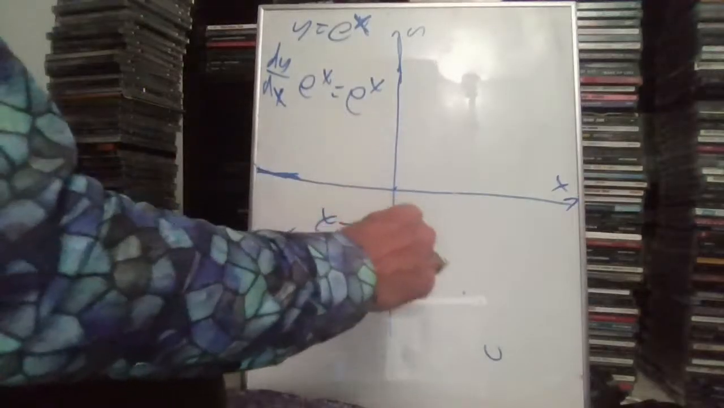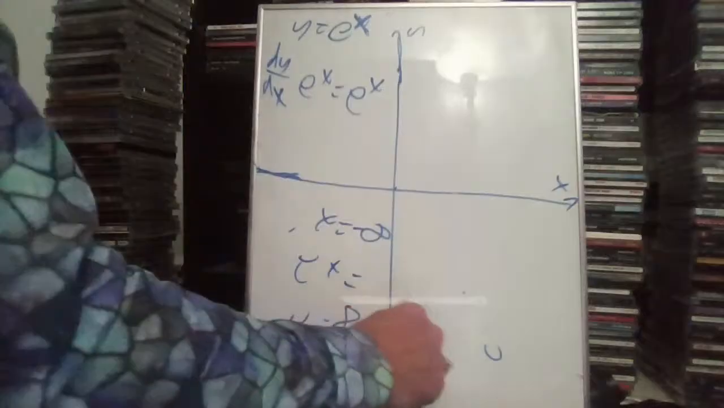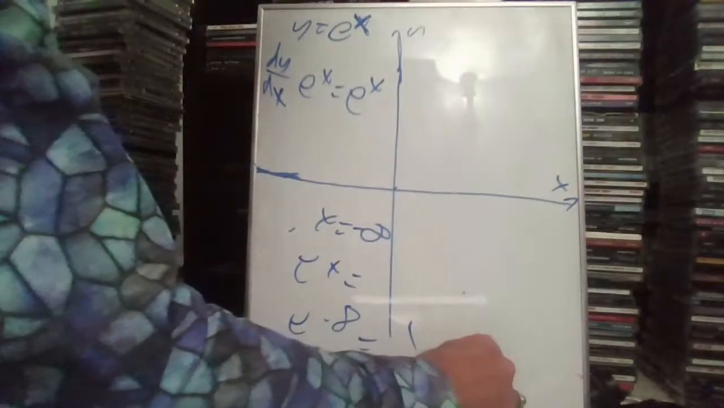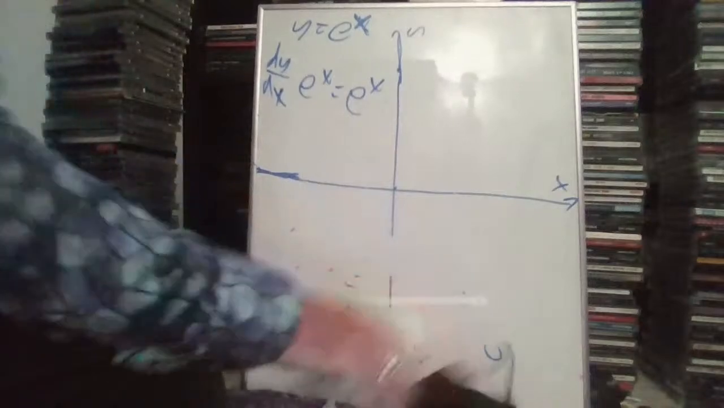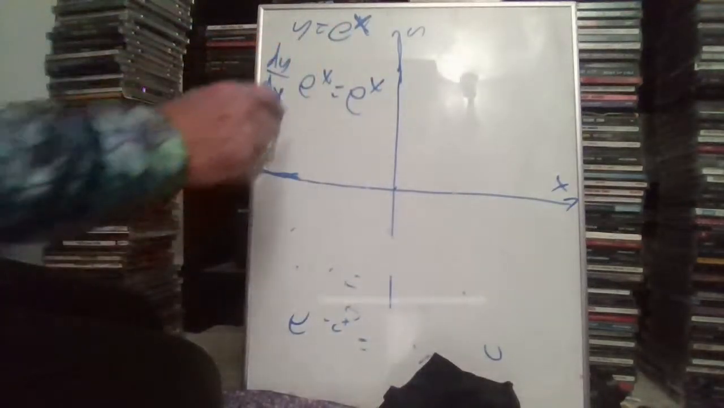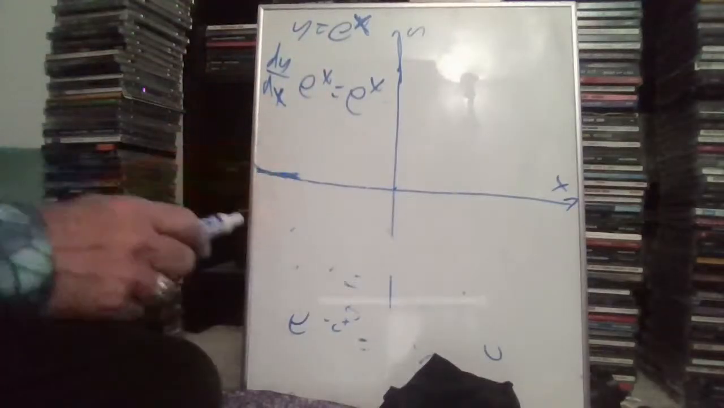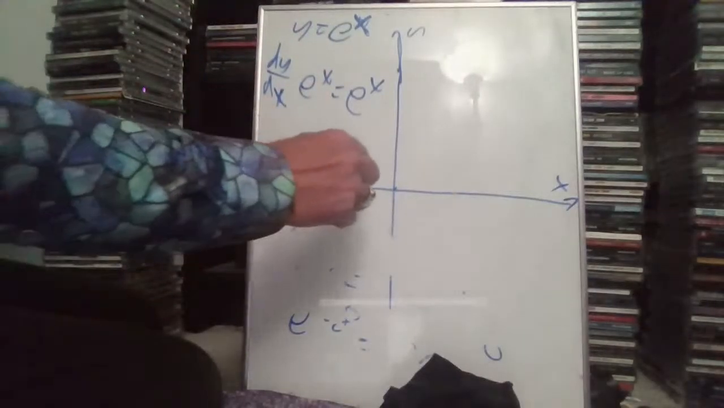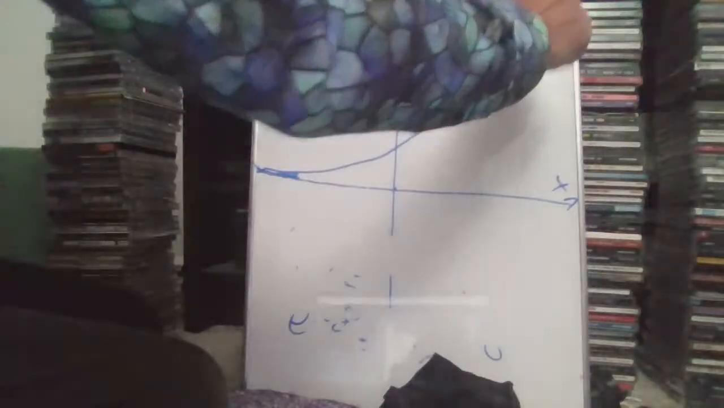When x equals negative infinity, e to the x equals e to the minus infinity, which equals 1 over e to the infinity, which equals 0. So at x equals negative infinity, the function is 0, and therefore the derivative of the function, which is the change of the function, is also 0, which means it's horizontal. And then as x gets more and more positive, it does this kind of thing. At any point, the rate of change of the function is equal to how much the function really is.